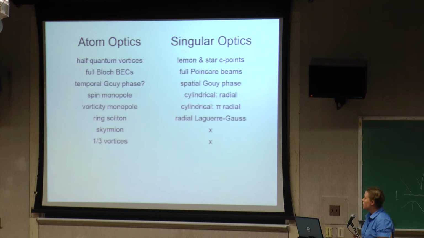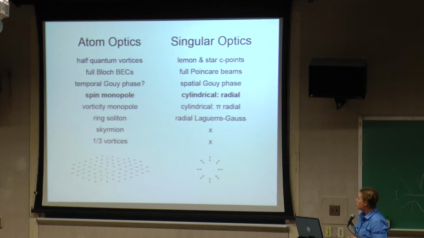These are some of the things we've been thinking about in translating ideas from singular optics into atom optics. We've heard a lot about C points, Poincare beams, and a little bit about the Gouy phase today. These are all things we've been working on, demonstrating, and measuring. We've also heard a little bit about cylindrical beams, and I'll be focusing on these today. This is what you picture when you think of a radially polarized optical beam. What we want to do is engineer a radial spin distribution in the condensate that corresponds to a spin monopole.